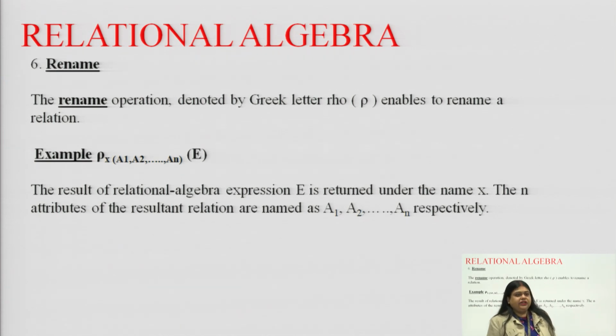Similarly, we have the rename operation. A rename operation is used whenever we are going to rename a particular relation and we want to convert it into a different relation with a different name. Everything remains the same, the tuples remain the same, the attributes remain the same, only the name of the relation changes.